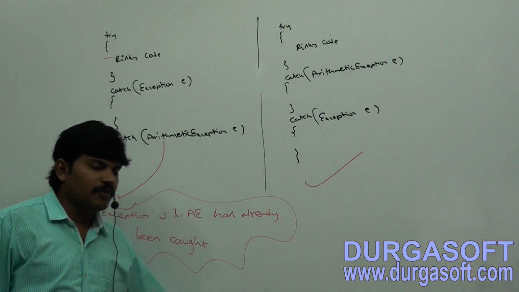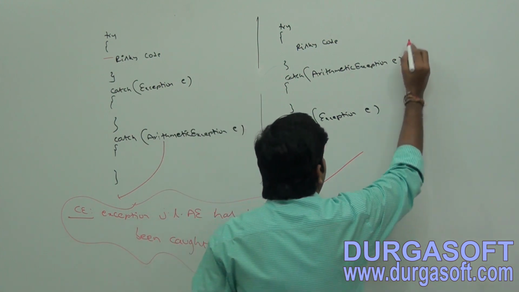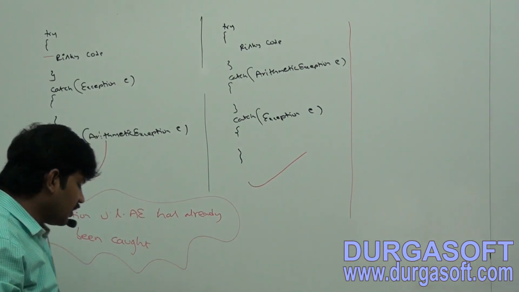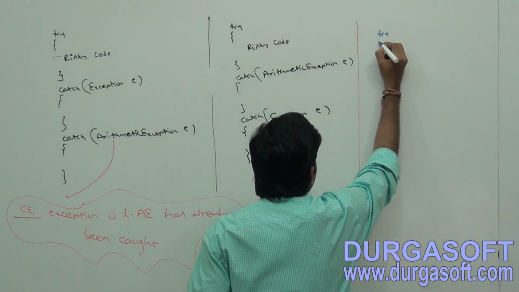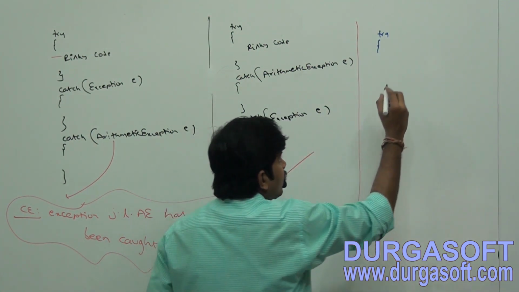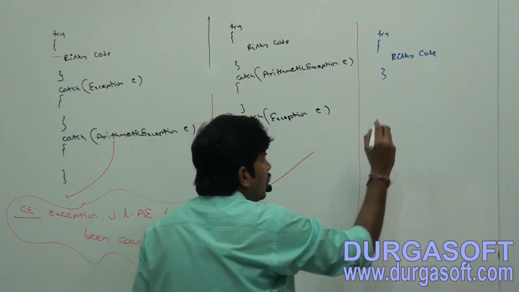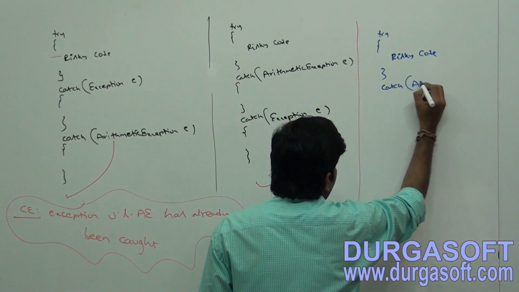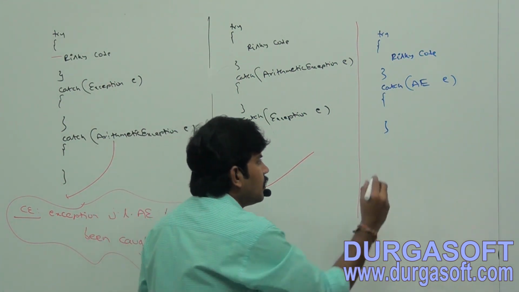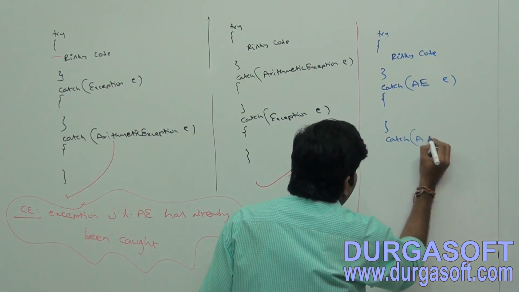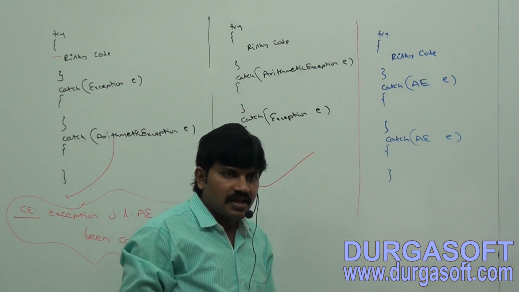One more thing here, just observe. Another loophole, but anyway the concept is not new, only the point may be different. The same point in a different style I am going to project. Here I am taking a try block with risky code. Now I am taking a catch block with ArithmeticException e, and then again a catch block with ArithmeticException e only.